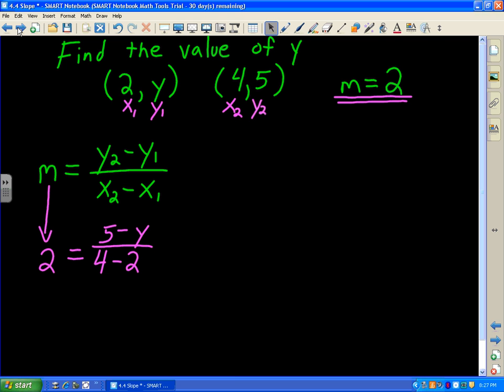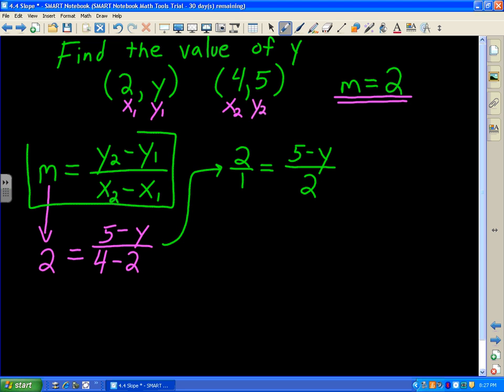Well, we know we can make 2 over 1, and we still have (5 minus y) over (4 minus 2). Instead of writing 4 minus 2, we know 4 minus 2 is 2. So this is where we move to. Here's our formula, and we've just substituted in, and now we're going to solve this problem.